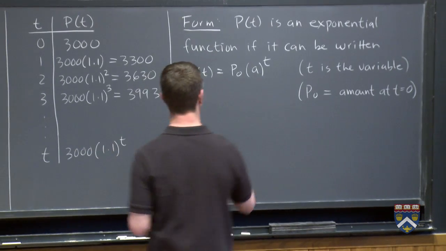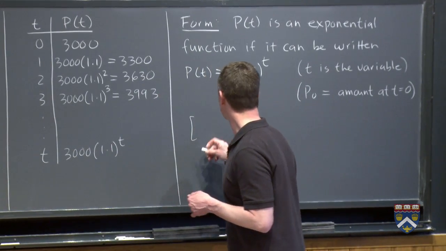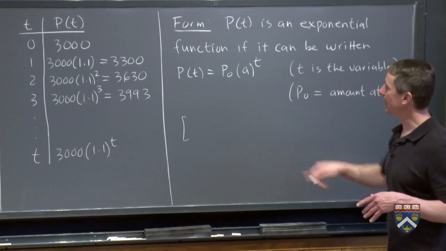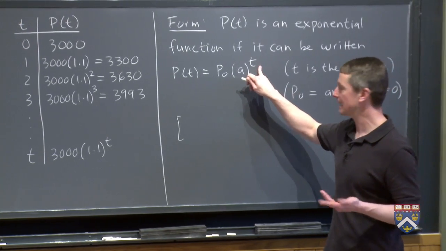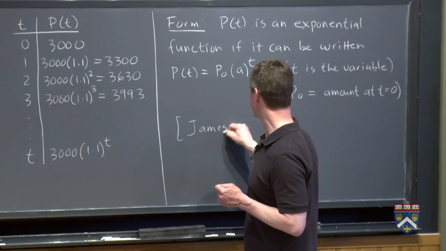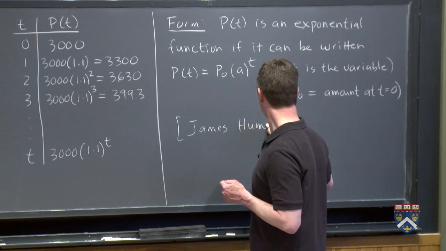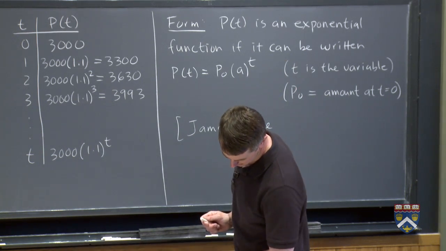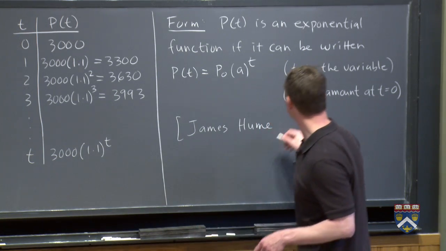Again, our little historical aside here. The first use of an actual superscript as an exponent came from a fellow named James Hume way back in 1636.